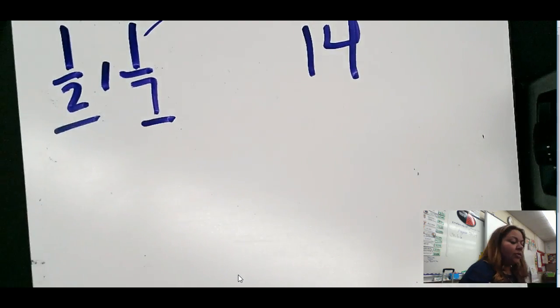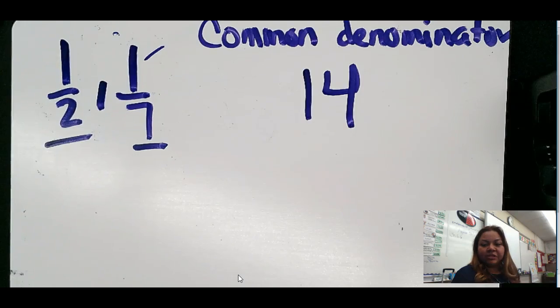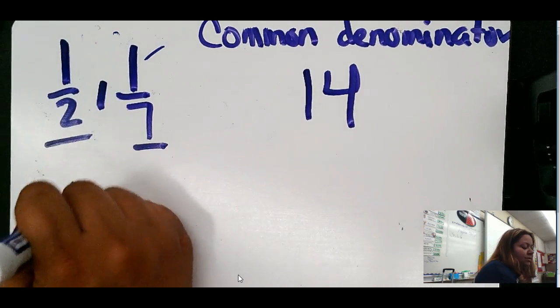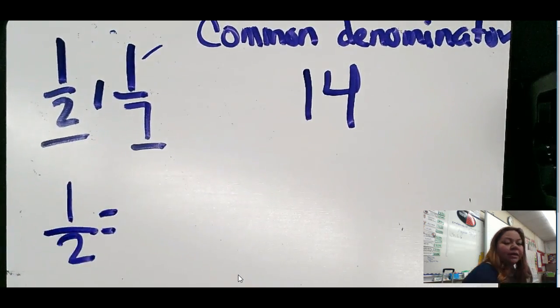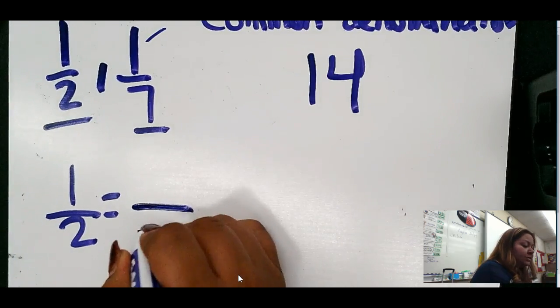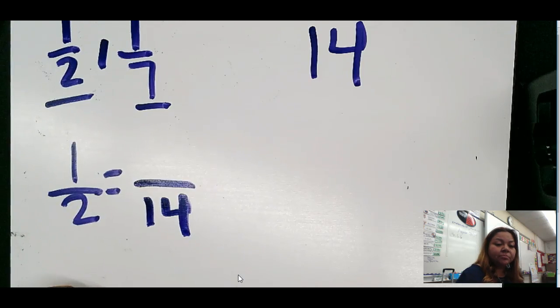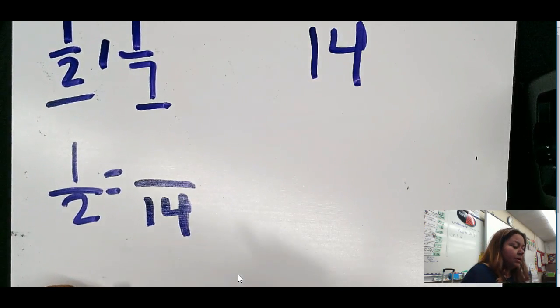Okay, so now that I found my common denominator, I need to find the equivalent fraction for each of my fractions. Let's start with 1/2. I need to find an equivalent fraction. Equivalent, remember, sounds like equal. You're finding a fraction that is equal to 1/2, but that has the common denominator. In this case, we found that it was 14. The question is now, what is my numerator?